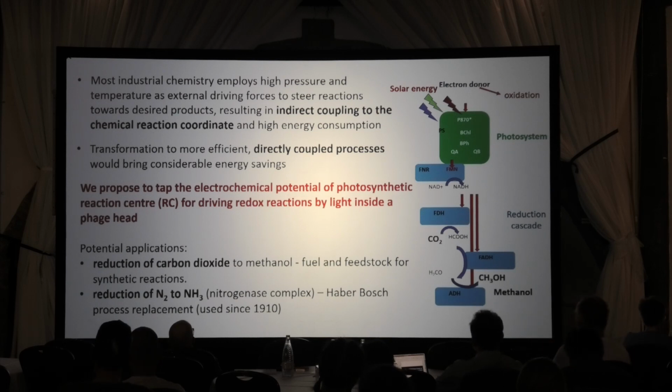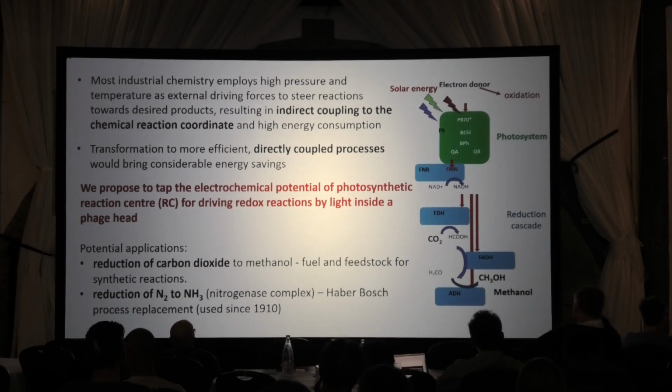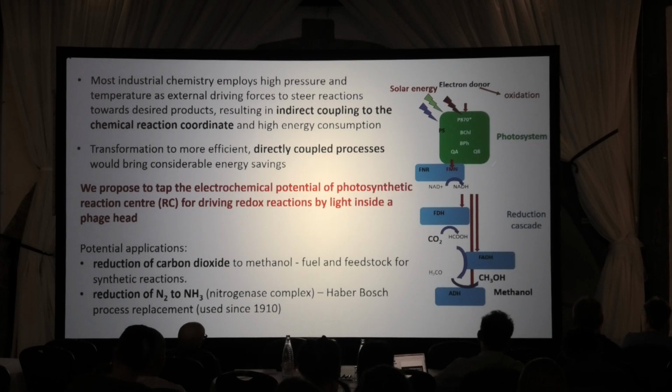One way to reduce this energy-consuming process is to switch from this indirect coupling of the chemical reactions to the thermodynamics to direct coupling. And we selected the redox chemistry because that's driven by electron transfer. And we do have in biology a good example of very efficient, light-driven electron transfer system, which is the photosystem, which essentially takes light, energizes electrons, and then they are separated, and they can then reduce and drive other redox reactions down the stream. And this is exactly what we want to do.